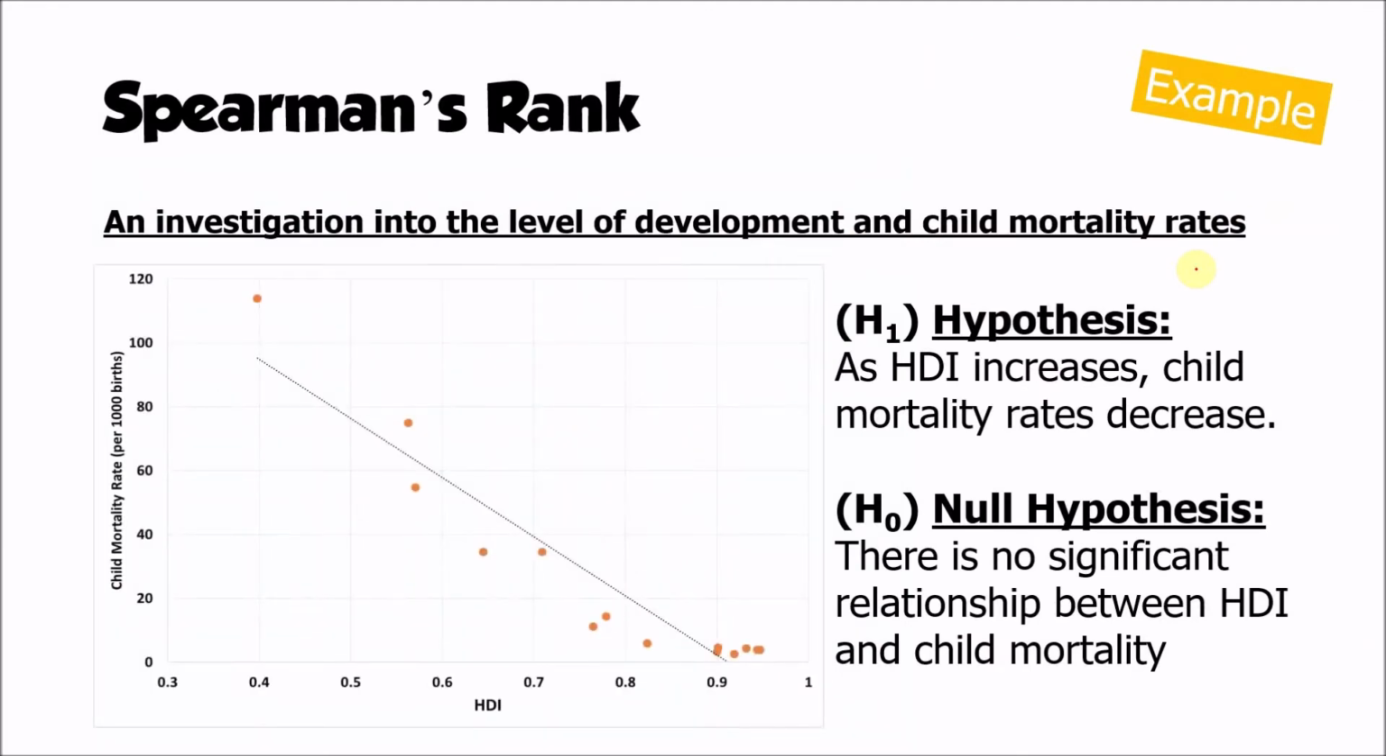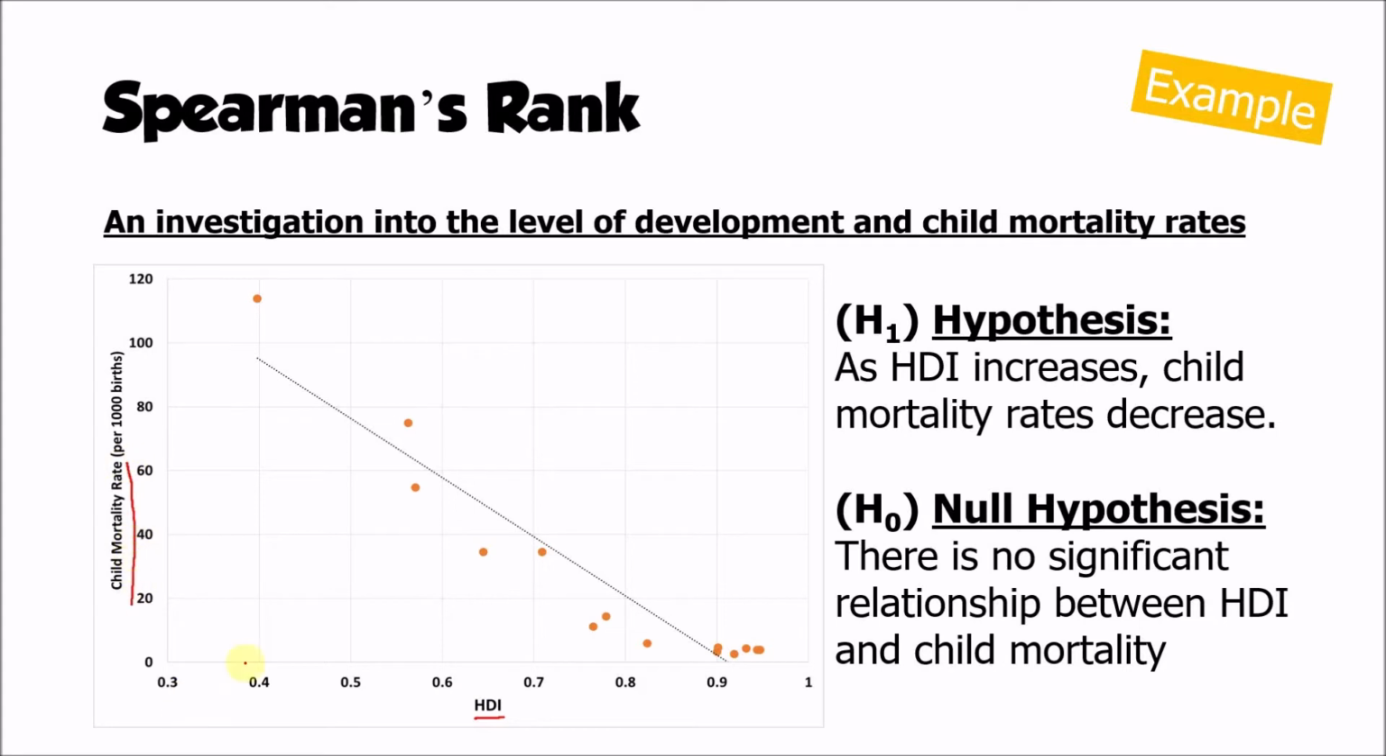Let's put this into action then. So the first thing we're going to have a look at is this example of an investigation into a country's level of development and child mortality rates. First thing you would always do before you'd even bother doing a Spearman's rank calculation is to draw a scatter graph. So this student here has drawn a scatter graph plotting the Human Development Index, okay, that's what HDI stands for, and the child mortality rate.